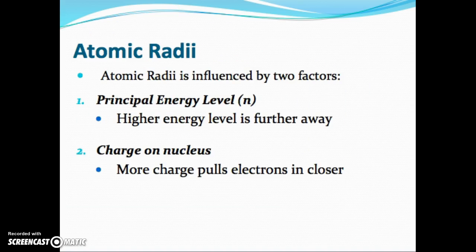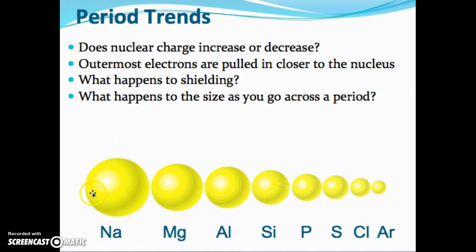So to recap, the atomic radius is really being influenced by two factors. The principal energy level for the groups, meaning that as you go down, you're getting bigger because you have more energy levels. And for the periods, the side to side, you're getting a greater nuclear charge, which is pulling the electrons in closer. So let's just look at a period trend so that you can see what this looks like. Here we're going across the period. So Na all the way on the left, Mg. So this is, if you look in your reference table, you'll see where we are. We're going left to right across the period.